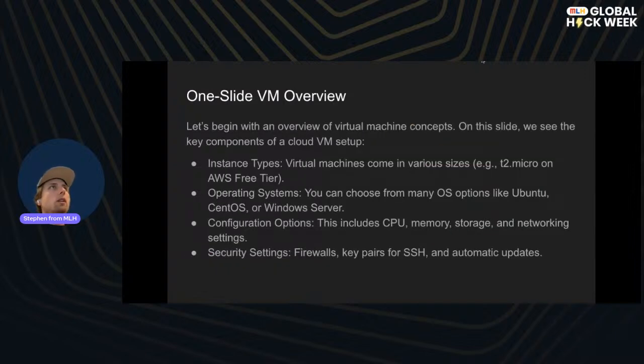So here's our one slide VM overview, just to give you an overview of what exactly a virtual machine is. I talked about this a little bit when we mentioned EC2, but it is basically a virtual machine that comes in various sizes. So a T2 micro is kind of like a micro machine in AWS that we can use for free up to these limits, of course.